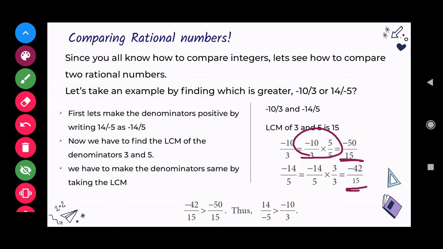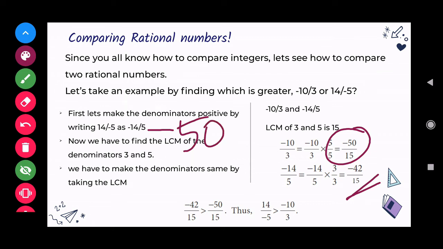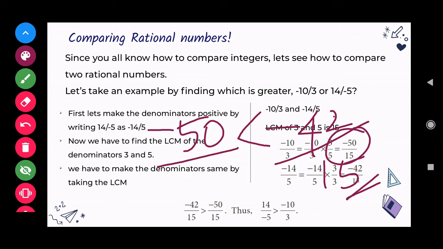Now we have two numbers, which are minus 50 by 15 and minus 42 by 15. Let's compare the numerators, minus 50 and minus 42. Which is greater, minus 50 or minus 42? Since these are negative numbers, minus 42 is greater than minus 50. Hence minus 42 by 15 is greater than minus 50 by 15.